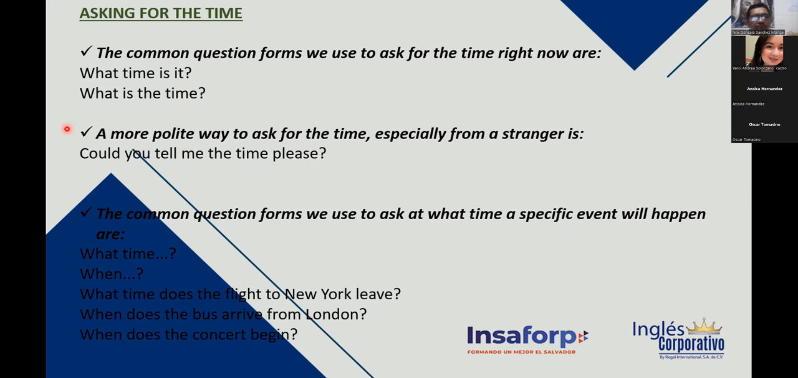When we want to know about a specific time or about an event that's taking place at a specific time, we are going to ask questions like this. For example, what time and when? Those two, esas dos, are going to help you to understand about a specific time, un tiempo específico. So we have some examples here.